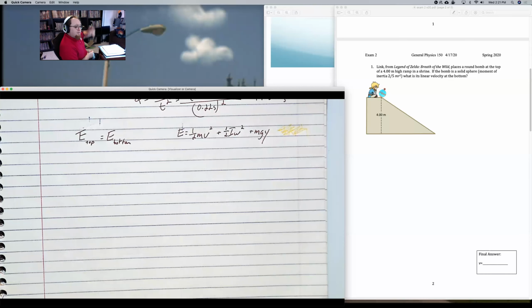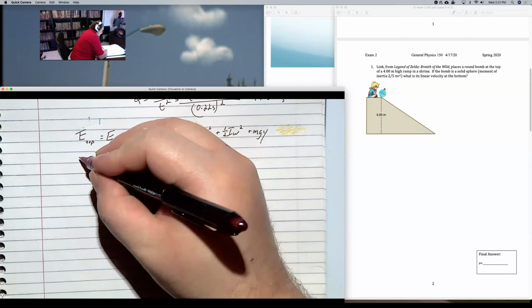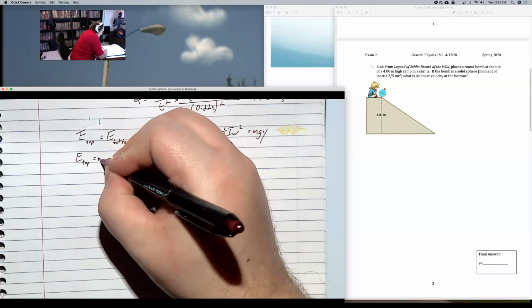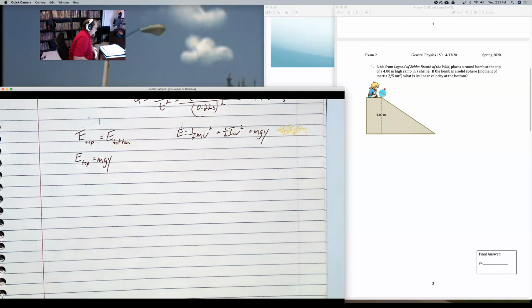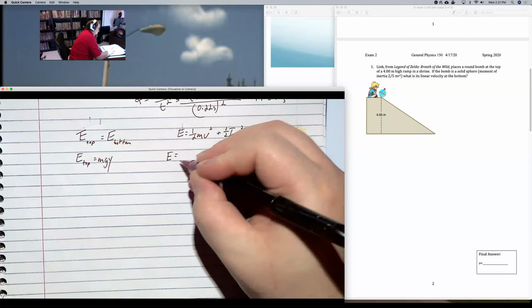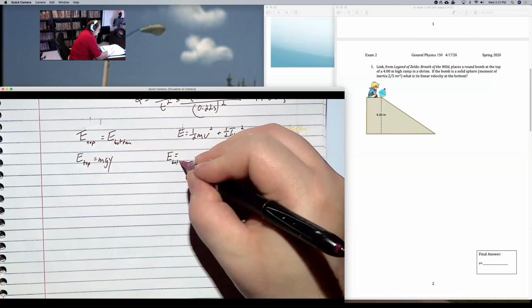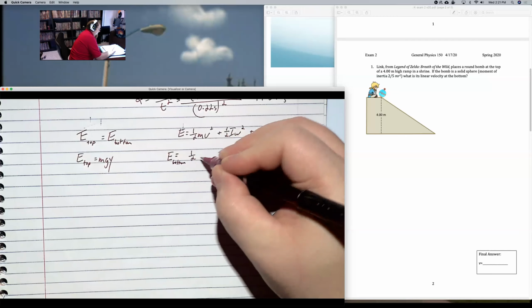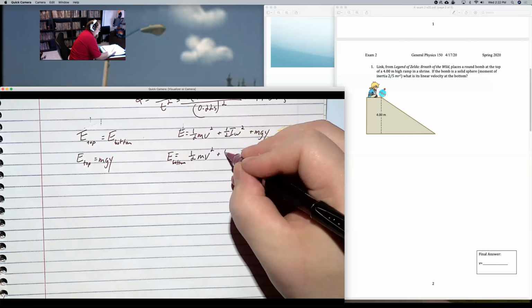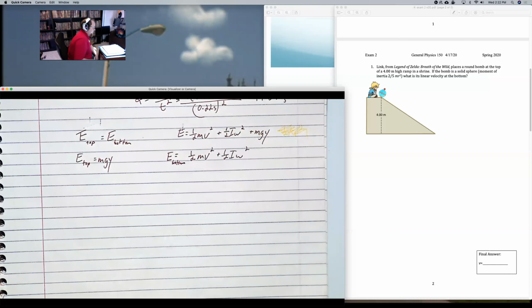At the top, it says he places the round bomb, so it's just sitting there with no kinetic energy. The energy at the top is just mgy. At the bottom, it's rolling, which means it's doing two things at once. Something rolling is moving linearly, 1/2 mv squared, but is also spinning in a circle. And so I have both those terms.